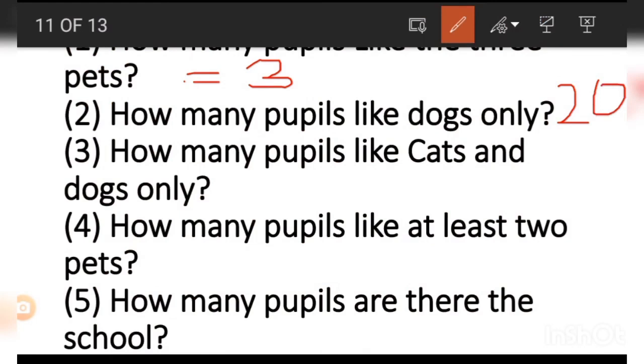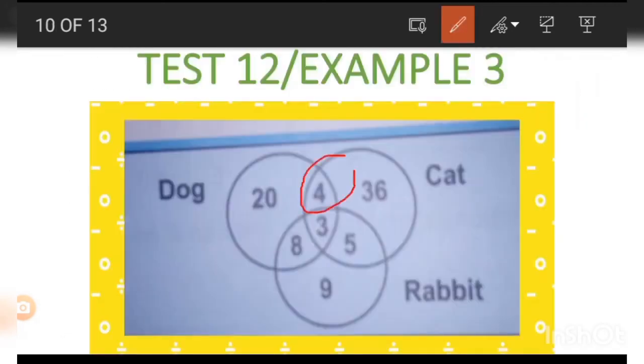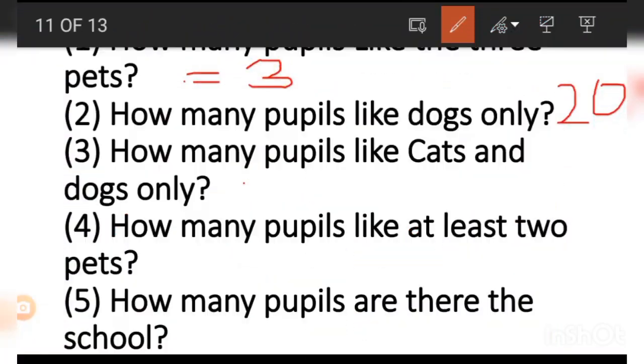How many pupils like cat and dog only? So that is when we make use of the point where 2 circles intersect. For cat and dog, you can see the number there. For rabbits and cat, you can see it, and for dog and cat, you can see it. So it is obvious that 4 is the number of pupils who like cats and dog only.